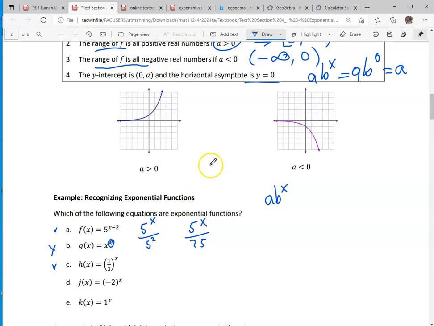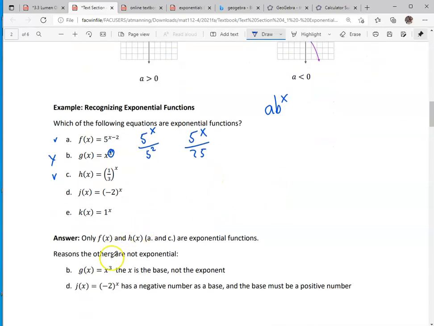Let's see what they say. And they'll explain why. X to the third is the base. No, b is not. And d is not. And here's how they explain it. It's a negative number as a base, and the base must be a positive number. I've got a little problem with that because I could say this is the same, well, yeah, I have to have, if I had a as a negative 1, that's not the same as negative 1 times 2 to the x. That's not the same thing.